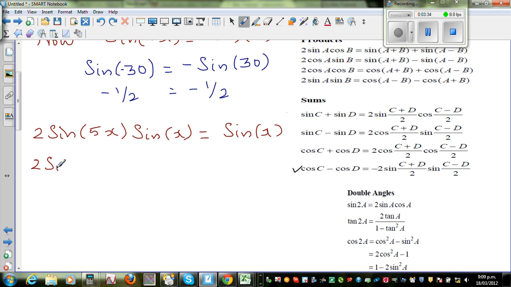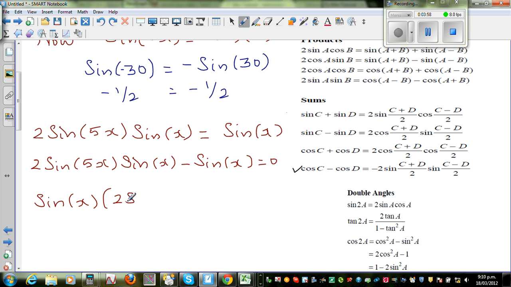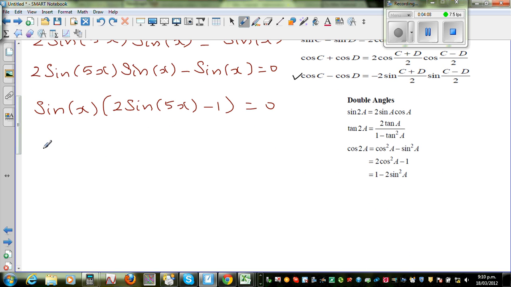So this is 2 sine 5x times sine of x minus sine of x is equal to 0. Now I can factor out the sine of x, and in the next bracket you have 2 sine 5x minus 1 is equal to 0. So I've got two equations now. Sine of x is equal to 0.